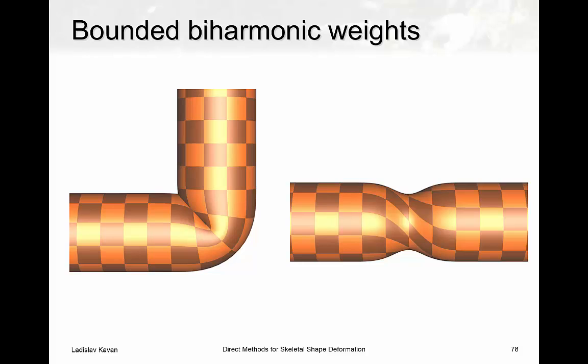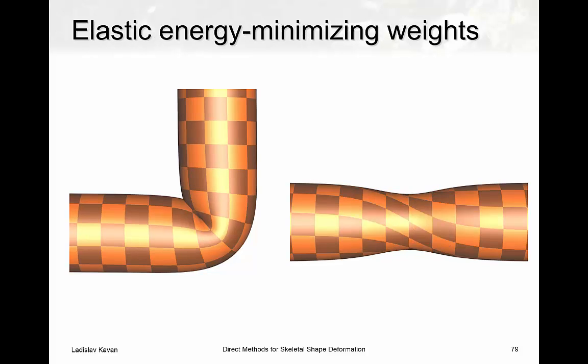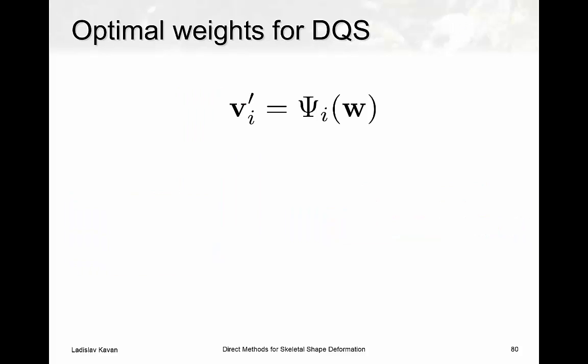BBW minimize the squared Laplacian, which is also an energy measure, but it does not really measure the elasticity directly. It's more related to heat diffusion, really. So they give you some nice weights, but these weights are a little bit better. But what is ugly, of course, is that the candy wrapper is still there, right? But now we know how to get rid of the candy wrapper. We get rid of it by switching to dual quaternion skinning, right?